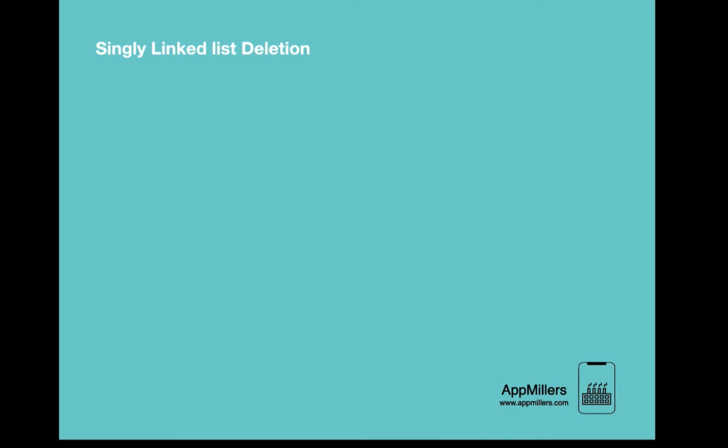Alright, in the last lecture we talked about how to search for a given value in a single linked list, and hopefully you understand everything very well. Now in this lecture, we will learn how to delete a node from a given single linked list.